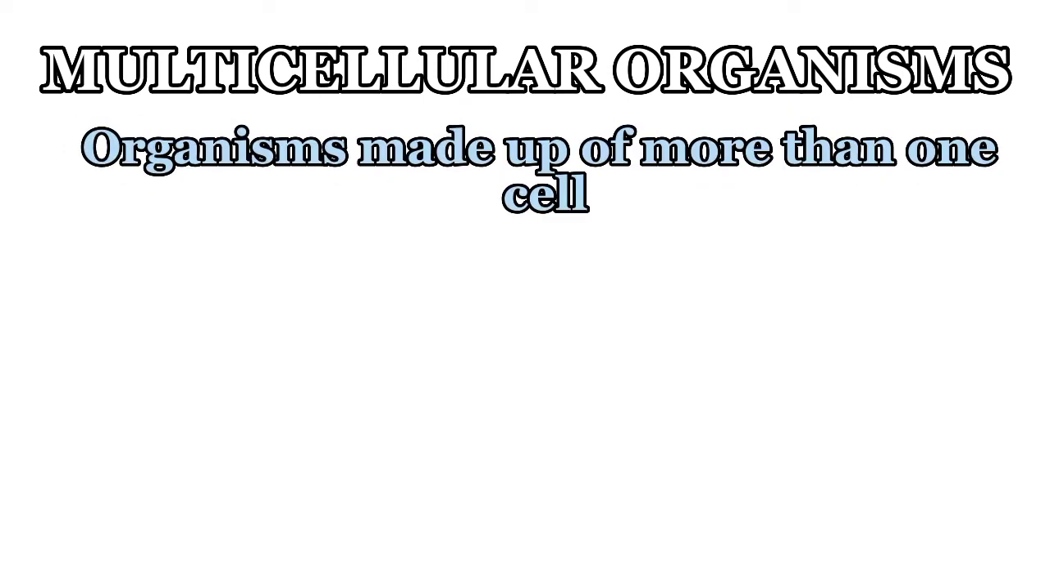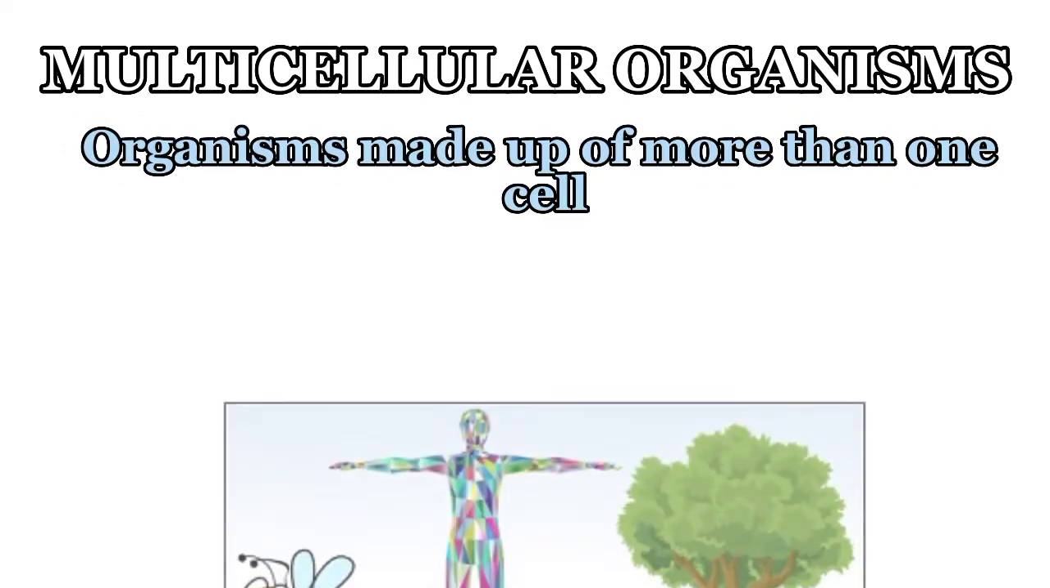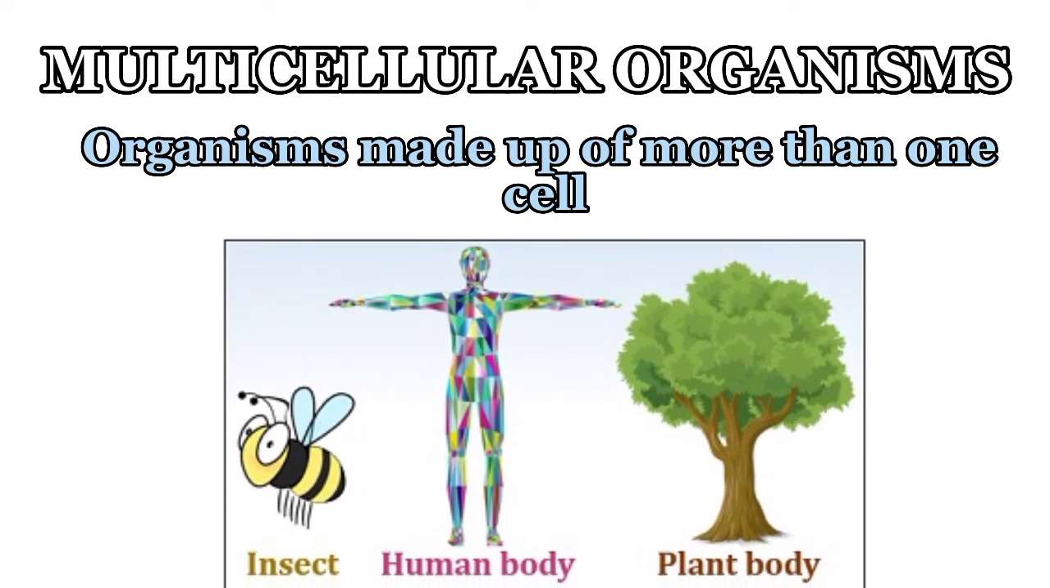Multicellular organisms. The organisms made up of more than one cell. For example, insect, human body, plant body, they are multicellular. They are made up of many cells. Cells combine together to form tissue, organ system, and the complete organism that is made up of many cells is known as a multicellular organism.